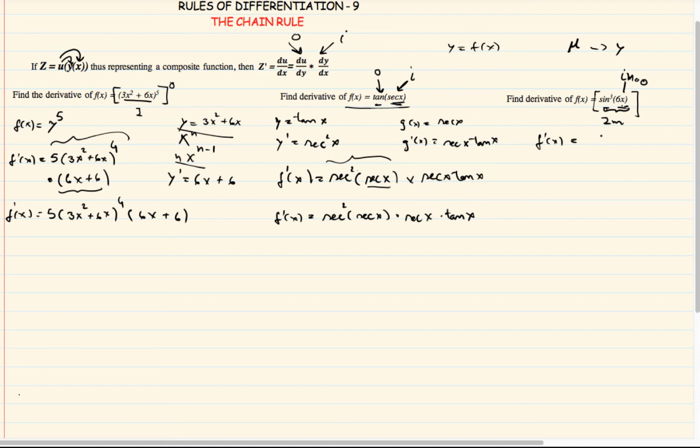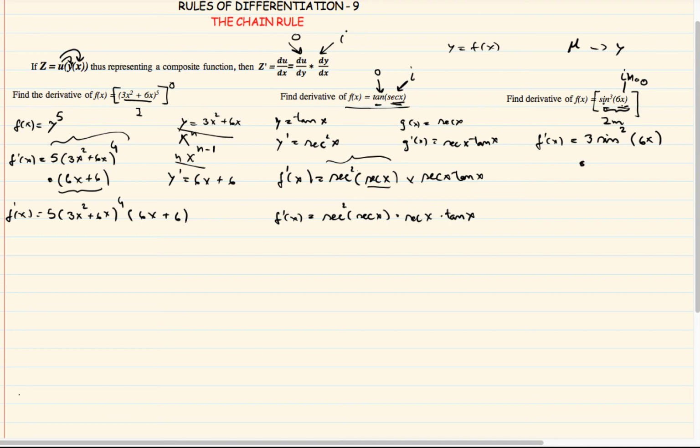So basically we have three functions. So how do we solve this? Starting from the outer function. The outer function is sine cube, a function with the power 3. So the derivative of that function is, using the power rule, we take the 3 and pull it down. So we have 3 sine square of 6x, this is the derivative of the outer function, multiplied by the derivative of the intermediate function.